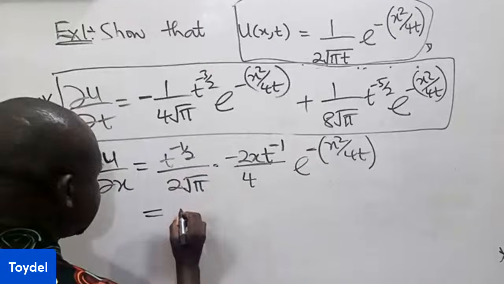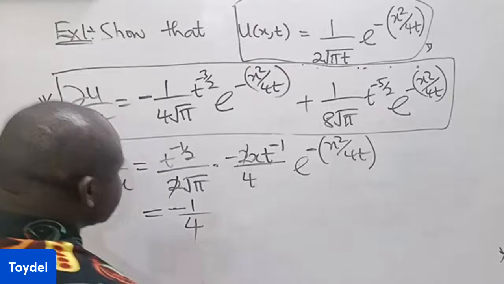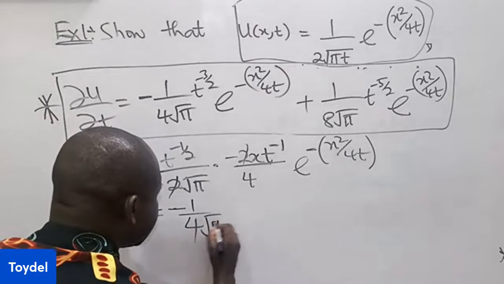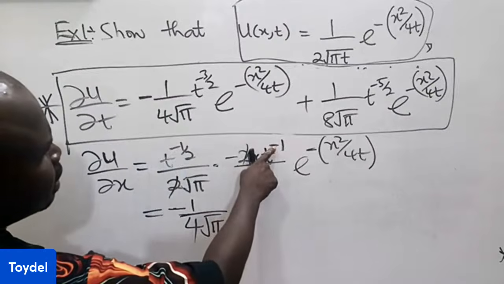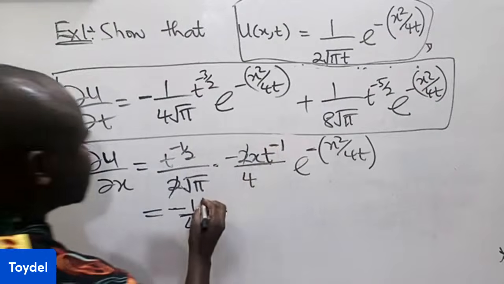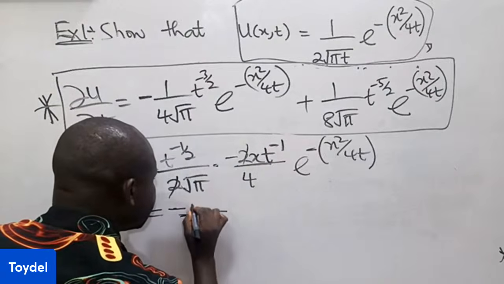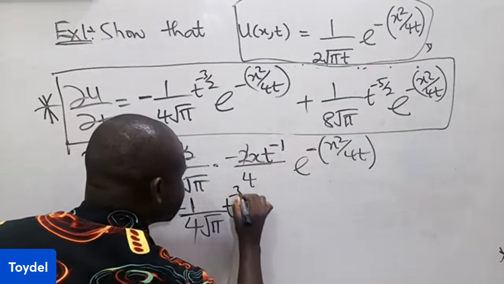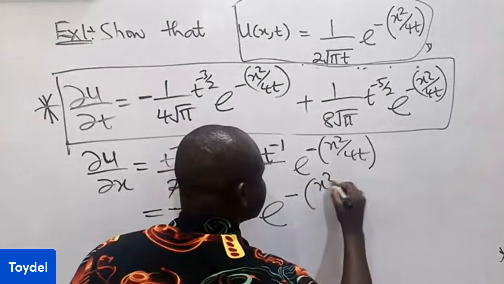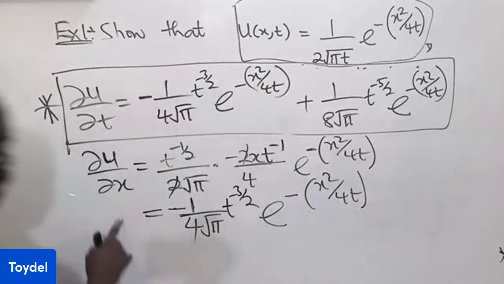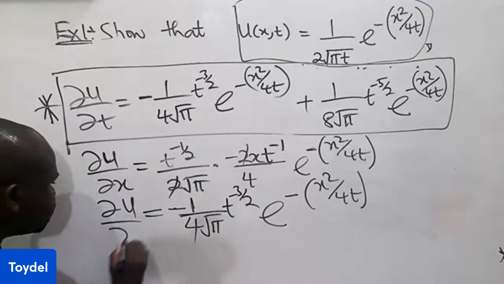I'll get minus 1 all over 4 square root of pi all over t raised to power half times t raised to power minus 1. That's t raised to power, we have it to be minus 1, right? t raised to power minus 3 all over 2. That's what I'm going to get, exponential minus x squared all over 4t. This is the value of du/dx.